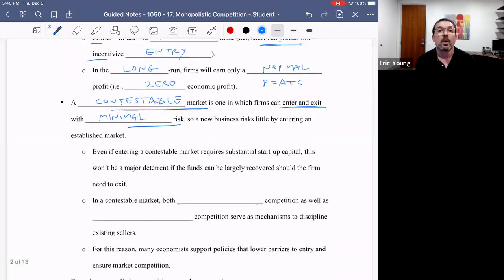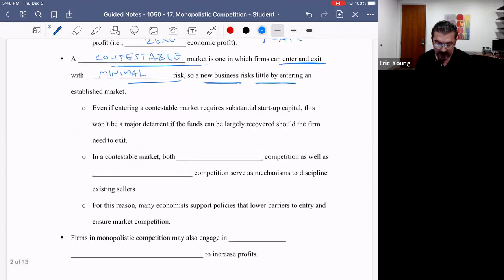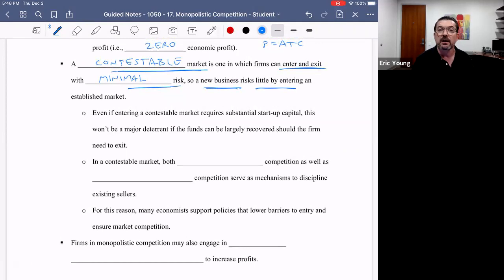What does this mean? Well, it basically means that there's going to probably be a lot of actual competition and potential competition because a new business would risk very little by entering the industry. You might say, well, what if there's a high startup cost, a lot of fixed cost? Well, if the market is contestable, that's not a real major issue because in a contestable market, even if you required significant startup capital to do a lot of upfront investment and get your fixed costs controlled, it would not be a major deterrent because if the firm was going to exit, it could probably sell off a lot of those fixed assets and somehow recover its costs.